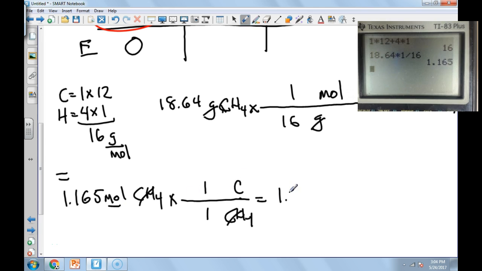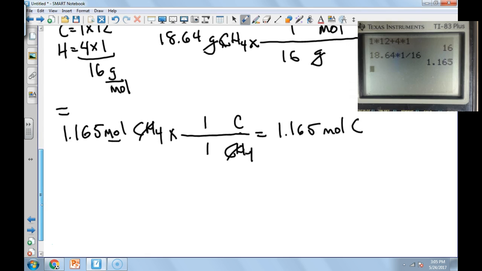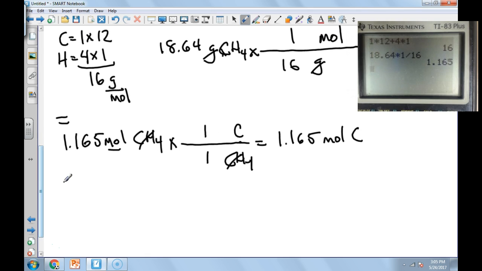And so the answer here is 1.165 moles of carbon. But now this is where you have to use your brain just for a second. If we're starting with 0, that means we're going to make carbon, plus it's a product of the reaction, so we have to add 1.165 moles.